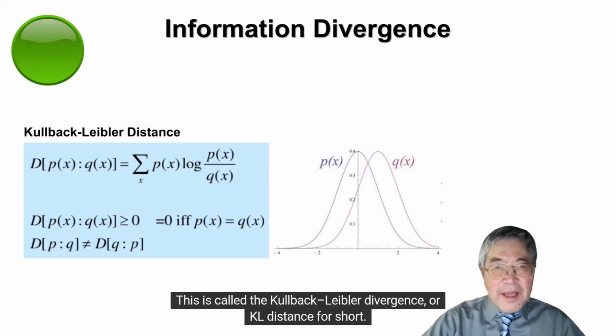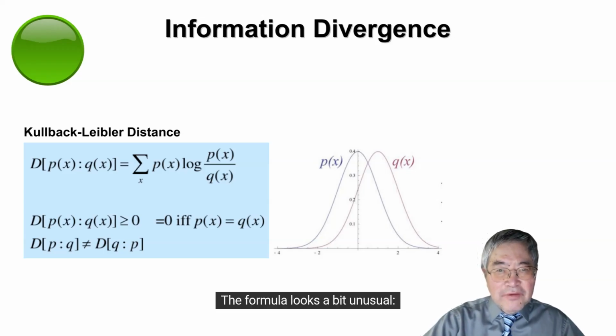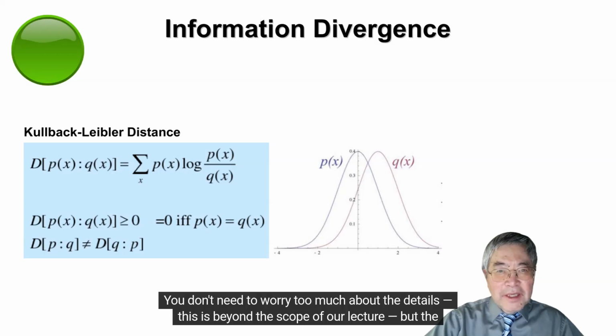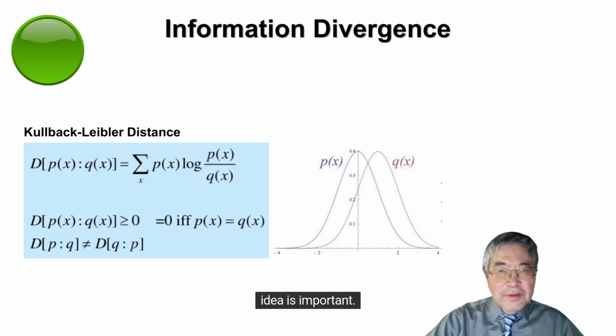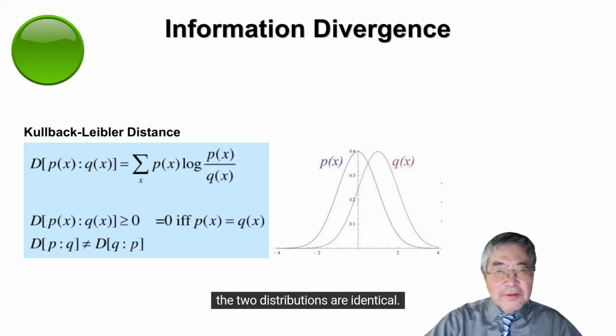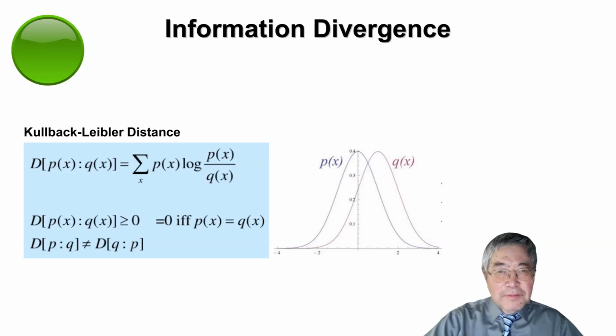This is called the Kullback-Leibler divergence, or KL distance for short. The formula looks a bit unusual. KL divergence equals the sum over x of p of x multiplied by the logarithm of p of x divided by q of x. You don't need to worry too much about the details. This is beyond the scope of our lecture, but the idea is important. The KL divergence is always greater than or equal to 0, and it becomes exactly 0 if and only if the two distributions are identical.